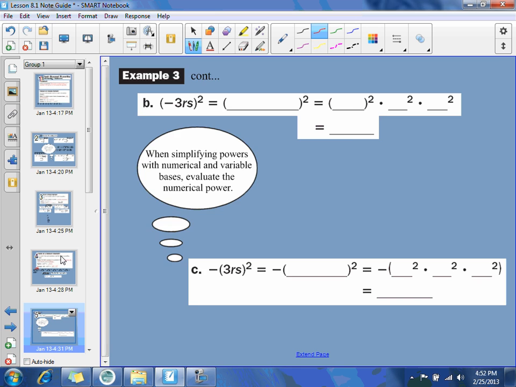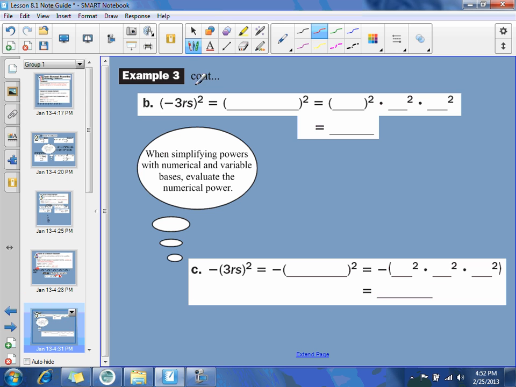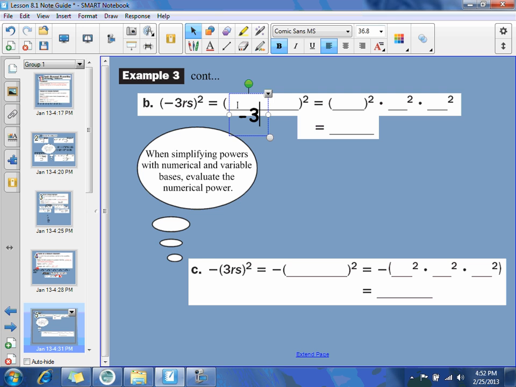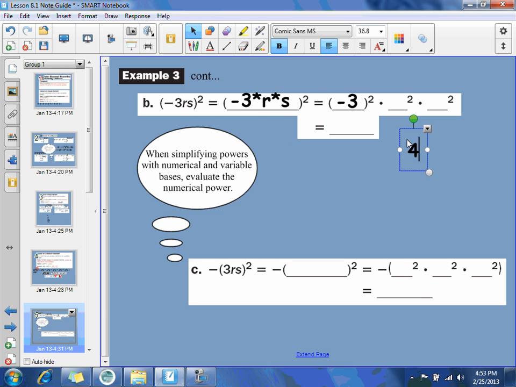Now, I skipped example at letter A because it's weird. It literally is 4 to the 7th power times 16 to the 7th power. Distribute that power to everything. Here, you've got -3 in parentheses, so it counts, times r times s. That's what that means when you smash it all together. That means we're going to take -3 to the second power, r to the second power, and s to the second power.